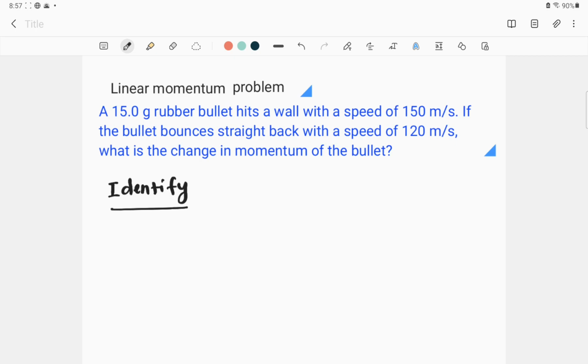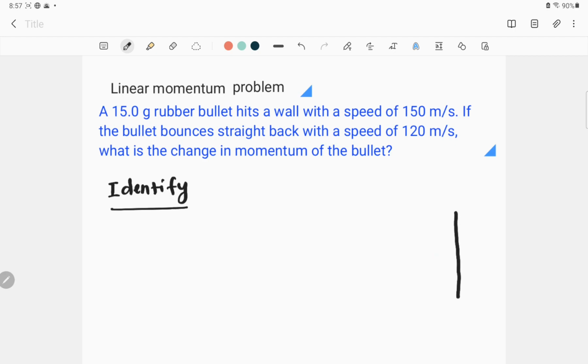So first read the problem. A 15-gram rubber bullet hits a wall with a speed of 150 meter per second. If the bullet bounces straight back with a speed of 120 meter per second, what is the change in momentum of the bullet? So our target variable is the change in the momentum of the bullet.